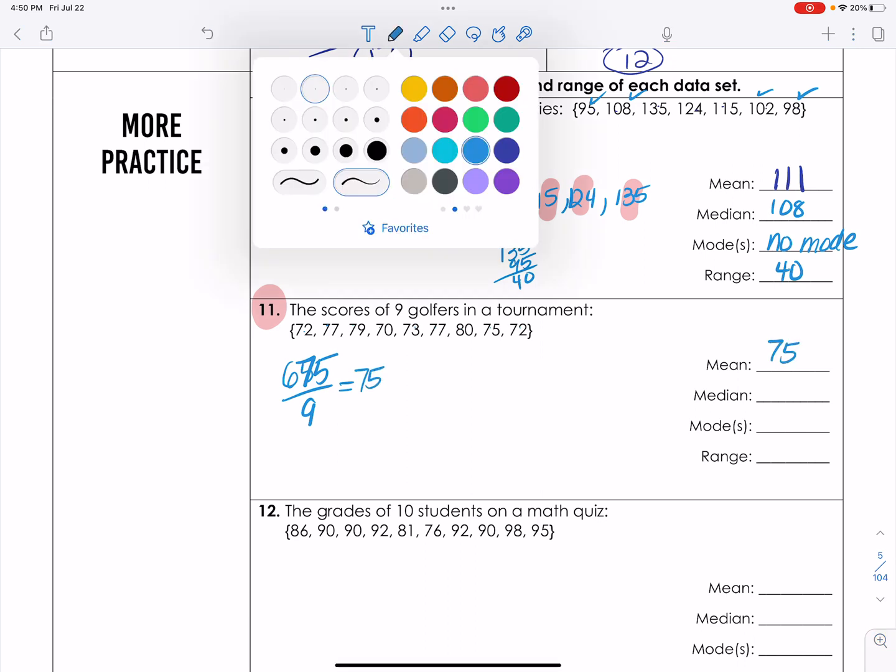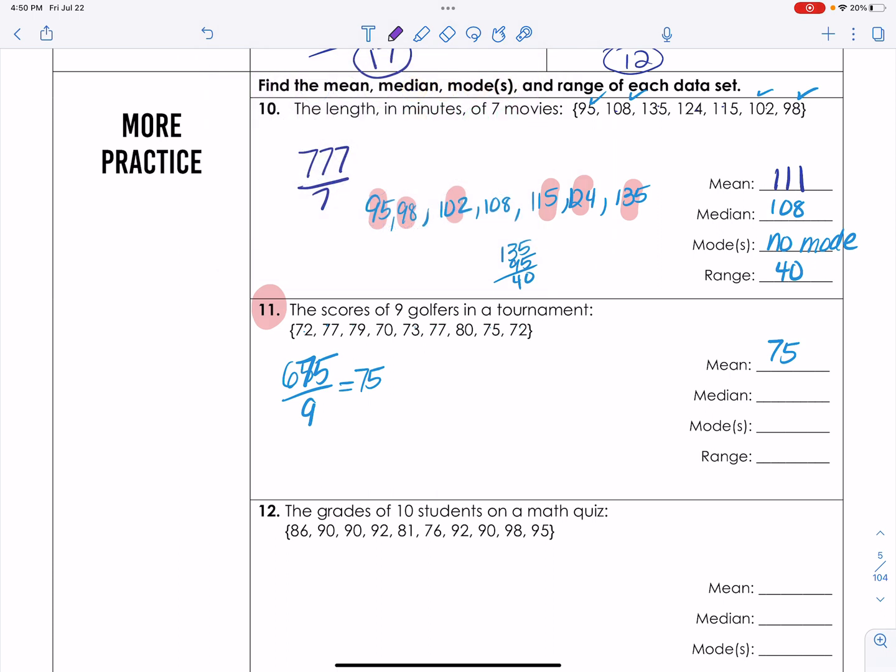Now to do the median, I'm going to put them in order. So my smallest is 70. And then I have 72 and 72. You have it twice, so you got to write it twice. And then I have 73, 75, 77, 77, 79, and 80. So if I count to the middle, those go together, those go together, those go together, those go together. Oh, 75. My median is 75.